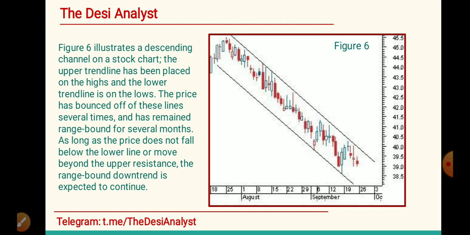Figure 6 illustrates a descending channel on a stock chart. The upper trend line has been placed on the highs and the lower trend line is on the lows. The price has bounced off this line several times and has remained range bound for several months. As long as the price does not fall below the lower line or move beyond the upper resistance, the range bound downtrend is expected to continue.